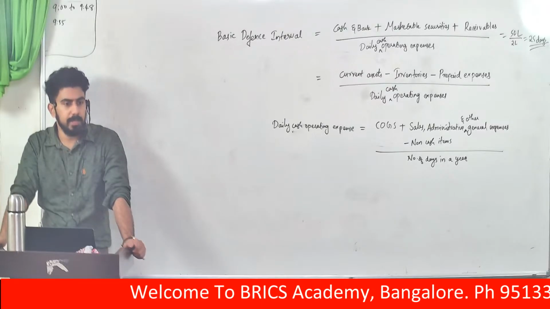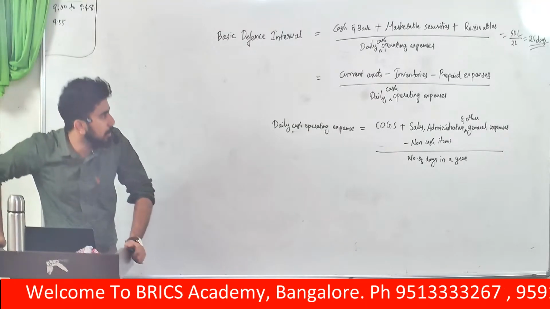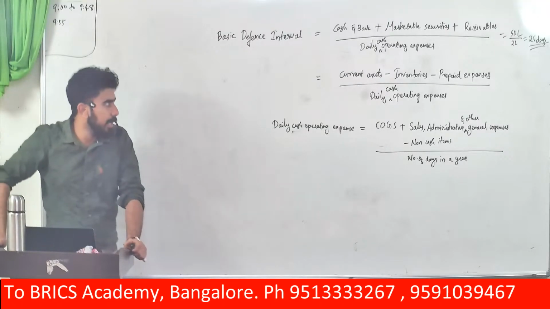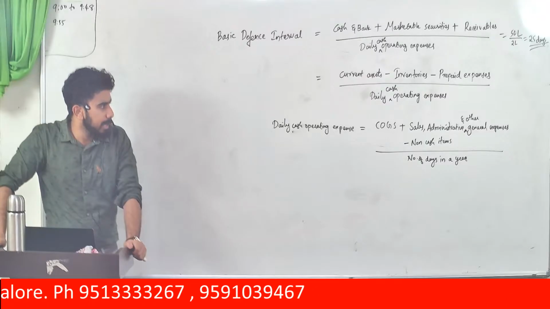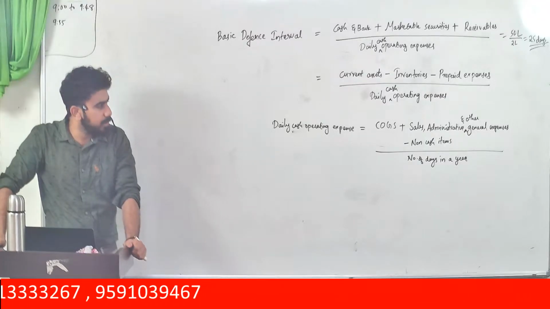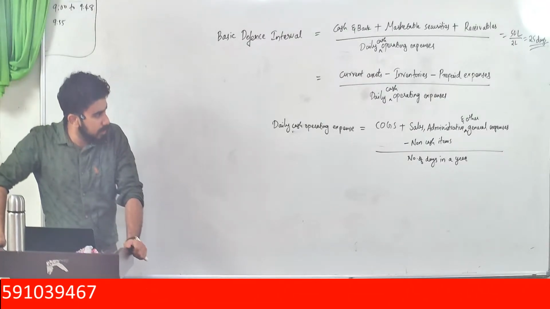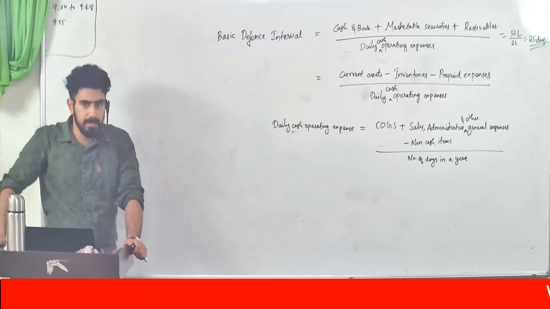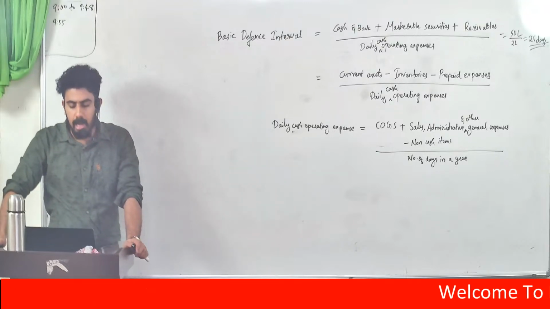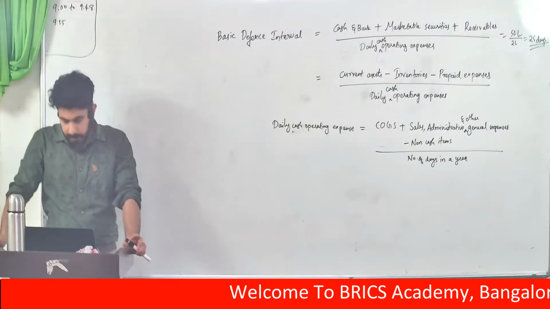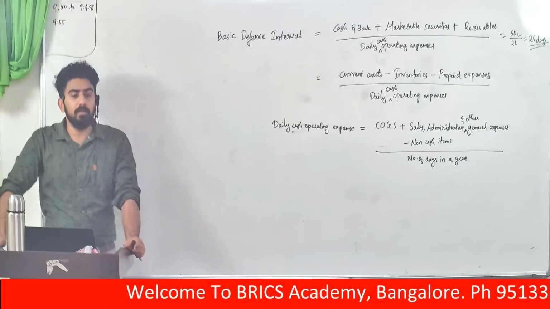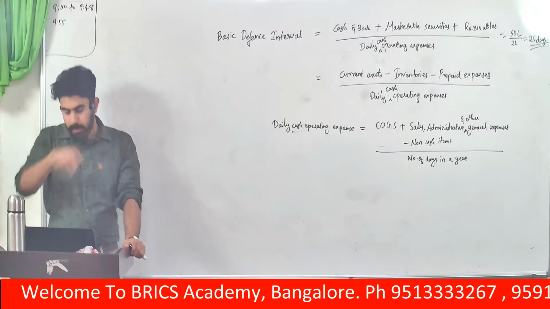Okay, so this is the basic defense interval. You have the formula: cash in bank plus marketable security plus receivables, divided by daily cash operating expenses. Or current assets minus inventory minus prepaid expense, divided by daily cash operating expenses. Daily cash operating costs are cost of goods sold plus selling, administration and other expenses, minus non-cash items, divided by the number of days in a year. Okay, the last ratio in this section: net working capital.